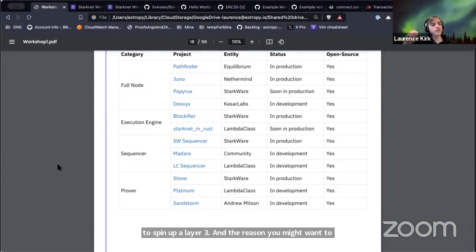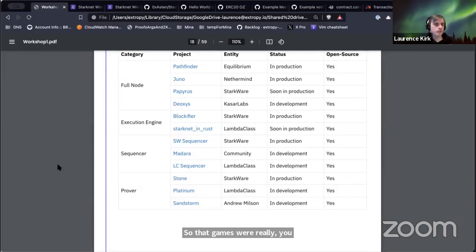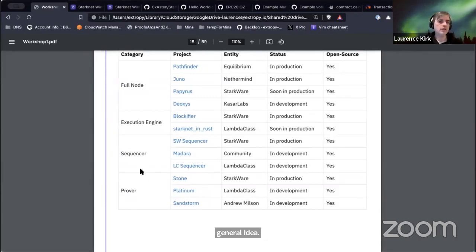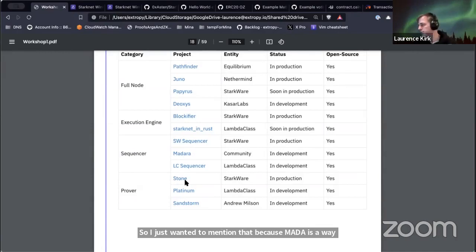what this allows you to do is to be very specific about how that particular chain works. So you can optimize that for a particular type of application. So maybe you would create a layer three that was optimized for playing games, and maybe you would change the block time and the transaction fees, etc., so that games would work very well with it. Or you could be even more specific and optimize it for a particular application and spin up one chain for one application. And this is what are known as app chains, and people are starting to take interest in this general idea. So I just wanted to mention that because Madara is a way that you can do that for StarkNet. You can spin up an L3 relatively easily with that.